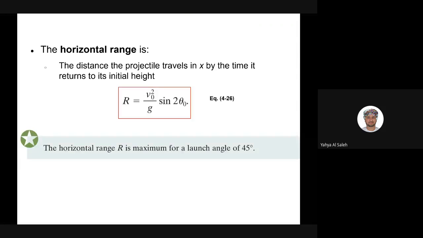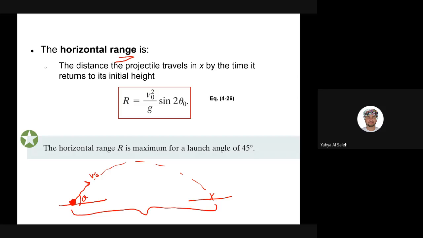Okay. Now here is a cheating equation. R equals V naught squared over G sine 2 theta. And this gives me the range, the horizontal range. So it tells me if I kick a ball, or launch it from ground level with velocity v naught at angle theta, it will land at this point, and this distance will be R.